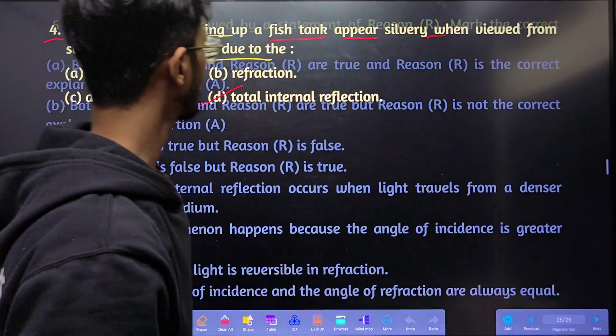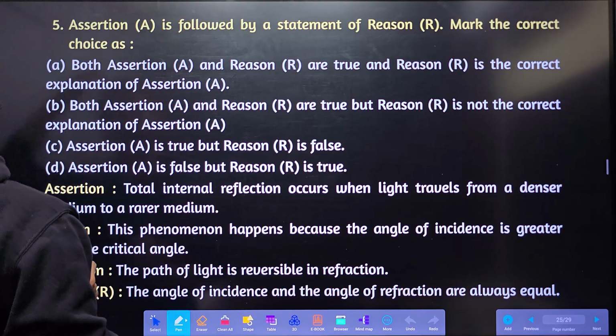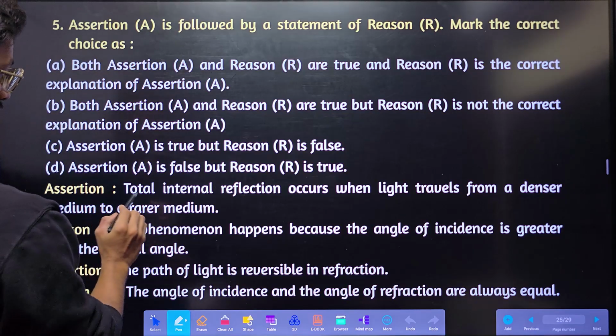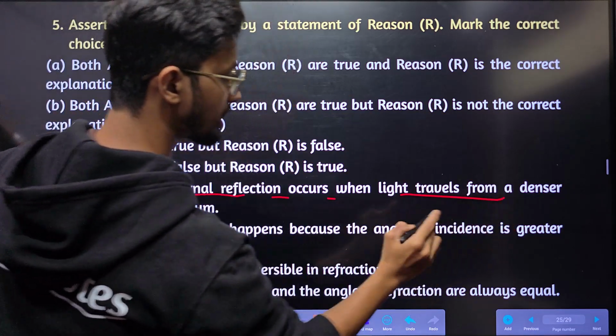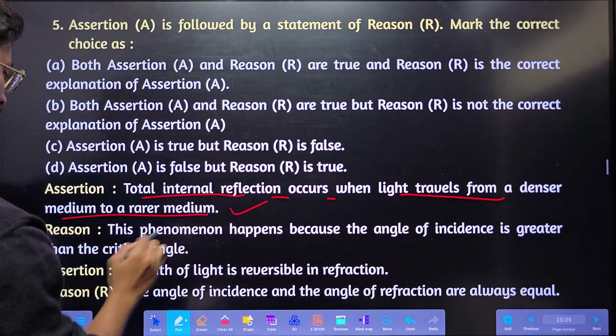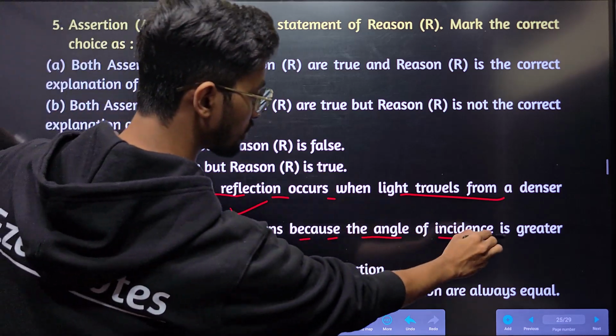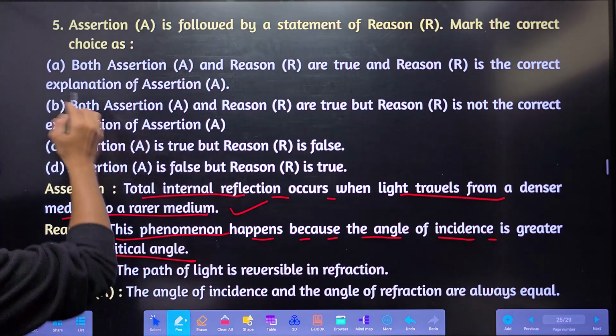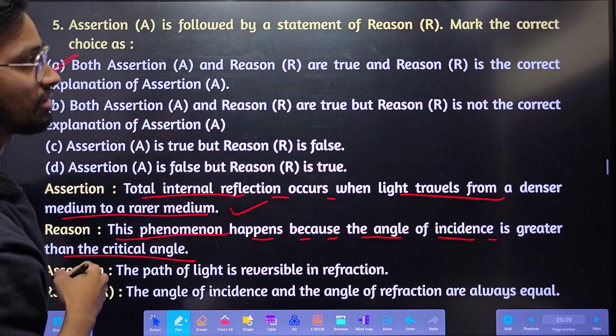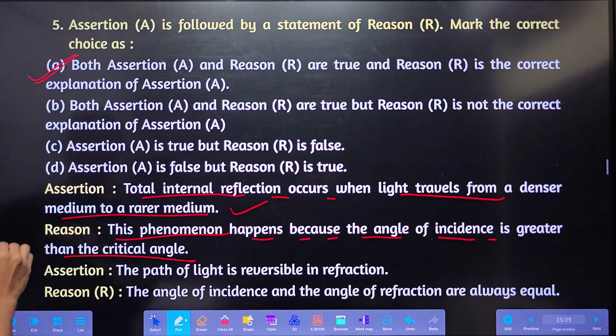Next, assertion and reason. See, TIR occurs when light travels from denser to rarer. True. This phenomenon happens because the angle of incidence is greater than the critical angle. True. And it is also an explanation of it. Okay, we have two true statements, so the first one is A.